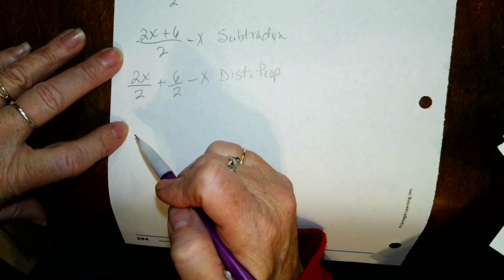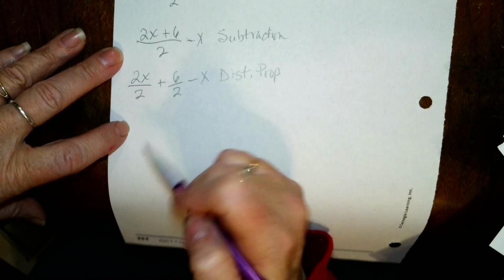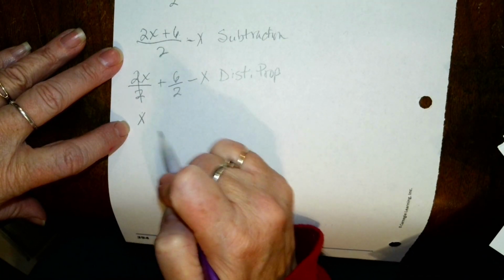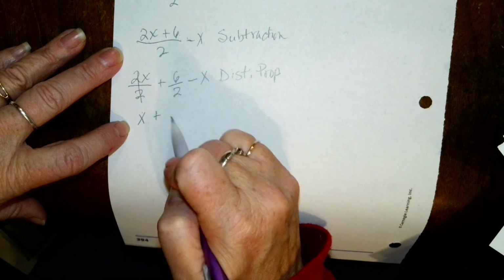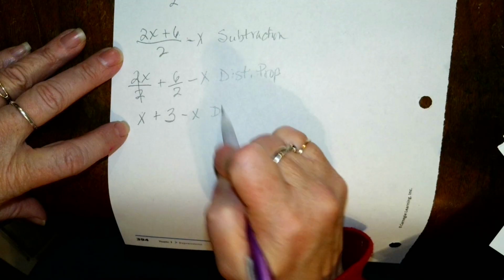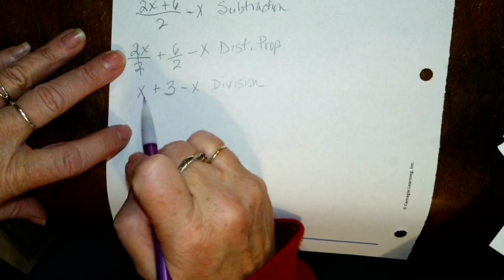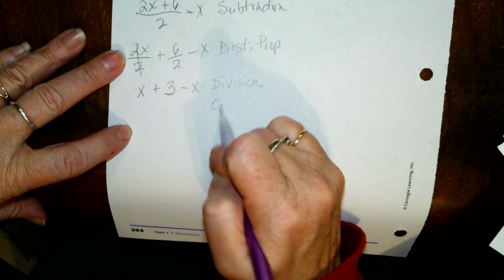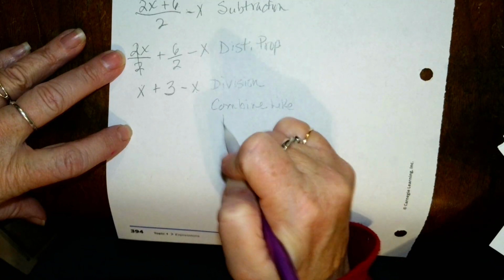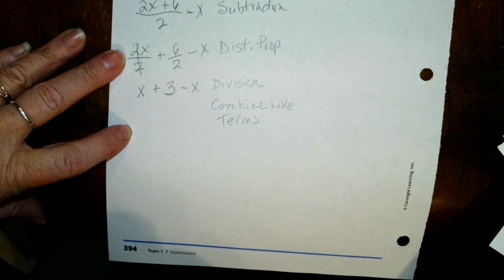And then from here we are going to actually divide. So 2x divided by 2 gives us x, plus 6 divided by 2 gives us 3, and then we still have the minus x, so that's division. Now we can combine our x's, so combine like terms. So x and minus 3x.